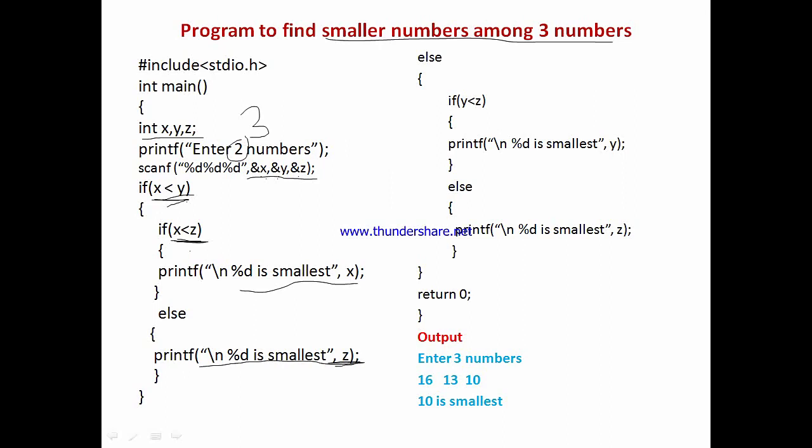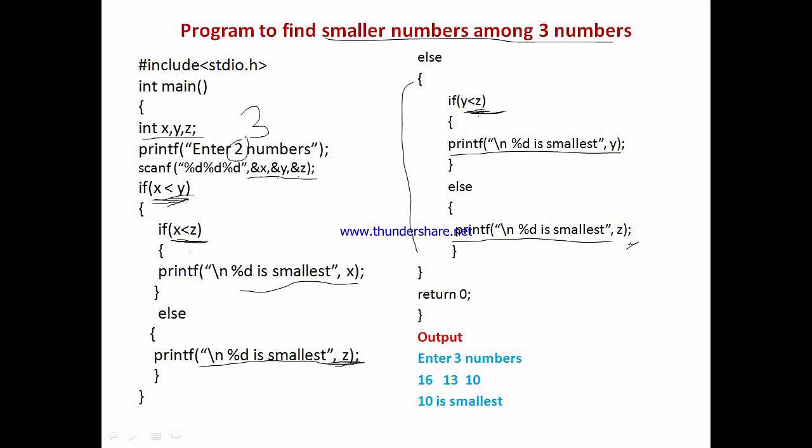But initially, if this condition is false, that means y is smaller than x, then we go to the else part. In the else part, now y is smaller than x. If y is less than z, this condition is true, then this part is executed: the smallest number is y. But if this condition is false, that means z is smaller than y. Already y is smaller than x and z is smaller than y, then the else part is executed. The smallest number is z.